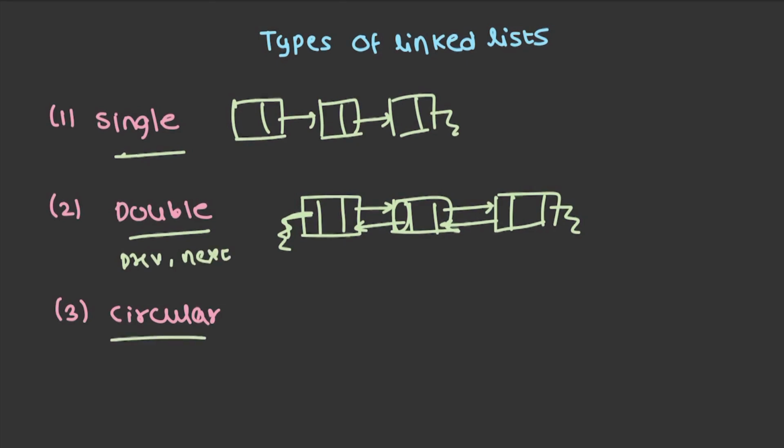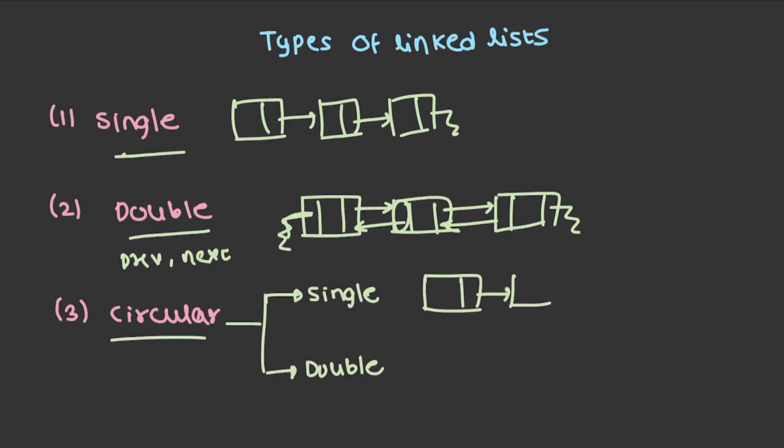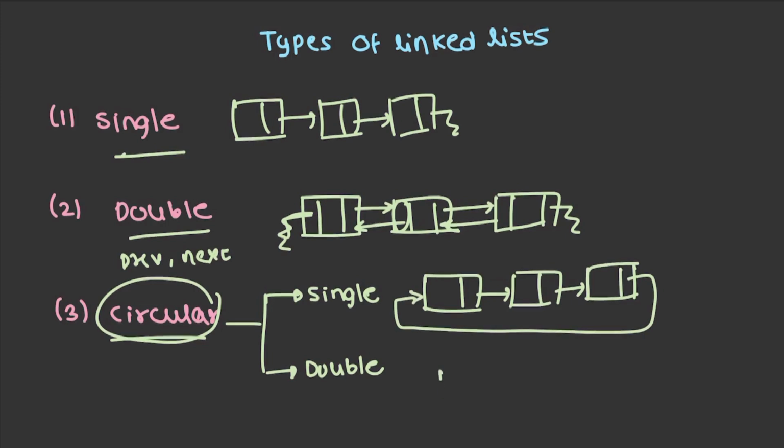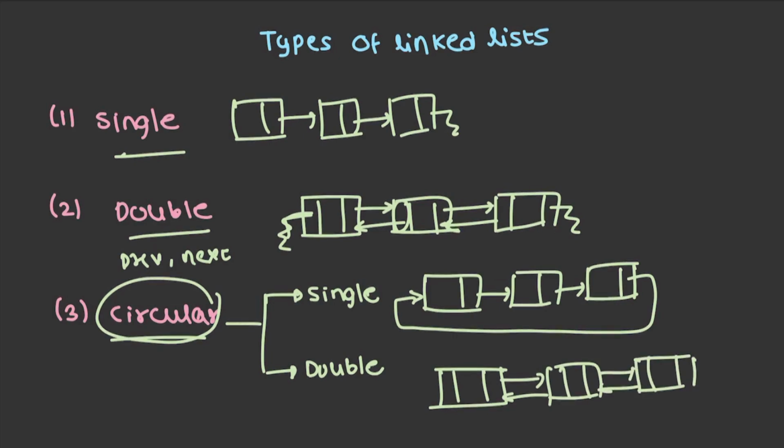And in the case of circular linked lists, you have two things: first one is the single linked list and also the doubly linked list. In the case of a single circular linked list, everything will be the same, but as it is circular, the last node will point to the first node. In the case of a doubly circular linked list, everything will be the same as a doubly linked list, but the last node points to the first node and the previous of the first node will point to the last node.